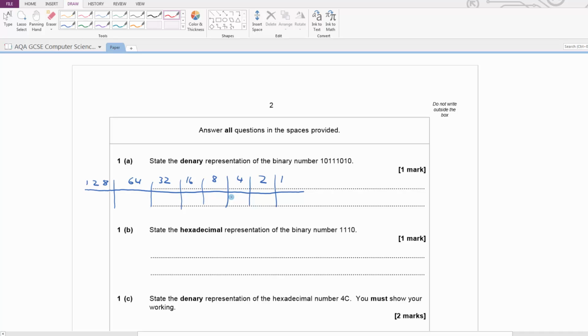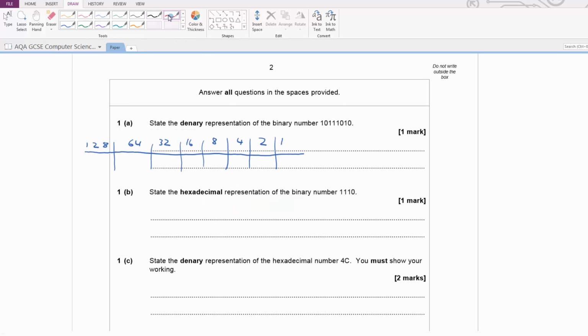I've just pre-drawn my table in here because I knew I'd mess it up otherwise. And we've got to convert from binary to denary. So denary is decimal. People don't tend to say denary, but the exam would want you to.